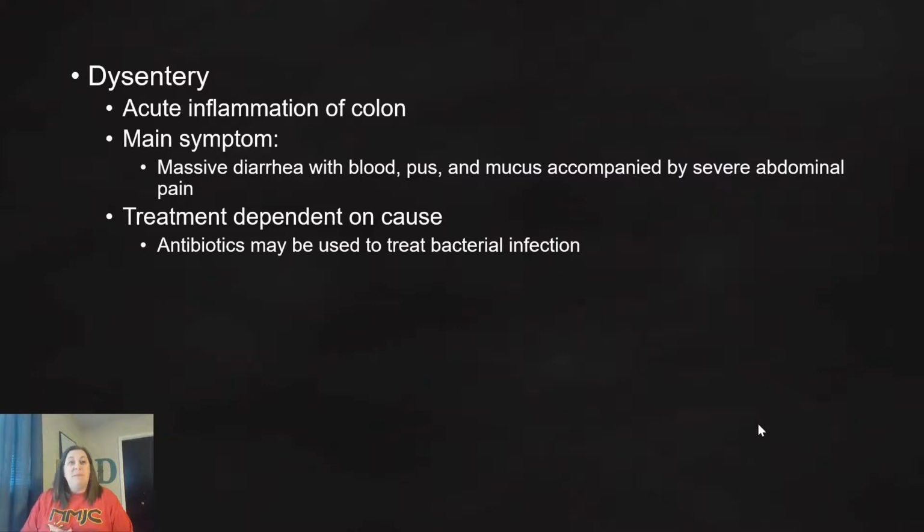Now, the main symptom for dysentery is massive diarrhea, but this diarrhea, not to be confused with just somebody who has diarrhea, will normally have blood, pus, and mucus in it. This is also going to cause severe abdominal pain, and it can cause dehydration very quickly. The treatment is dependent on the cause. A lot of times, if it's bacterial, antibiotics are going to need to be used to fight that infection.